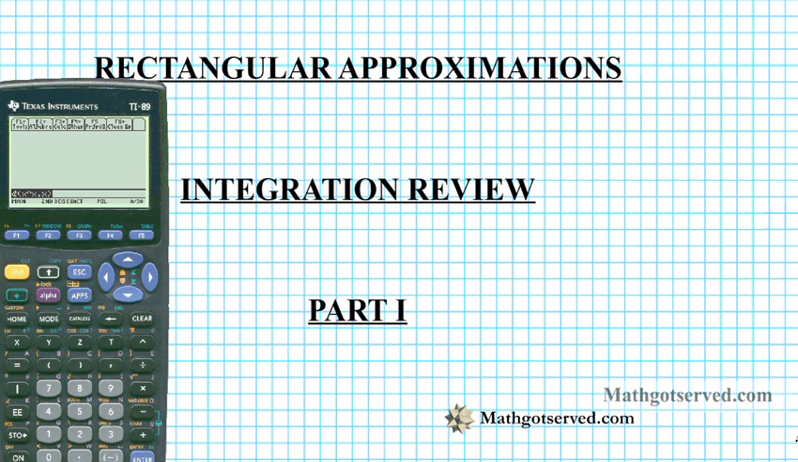Okay, students, in this clip we're going to be going over how to carry out rectangular approximations. We're going to be doing the left endpoint rectangular approximation and the midpoint rectangular approximation in this series. And this is just a part of a multi-part series getting you ready for your integration test, okay? Alright, so with that in mind, let's go ahead and take a look at question number one.